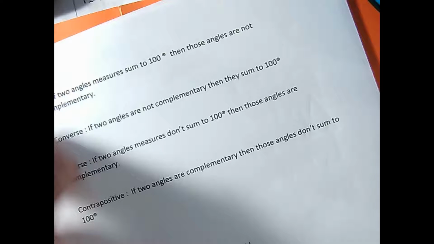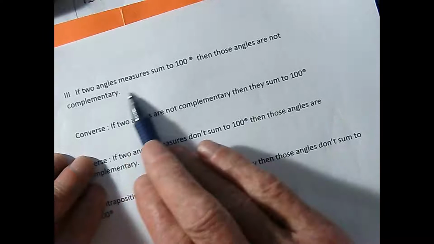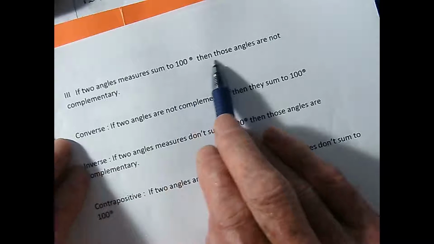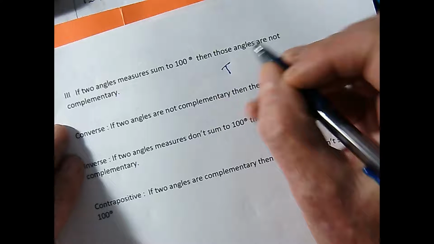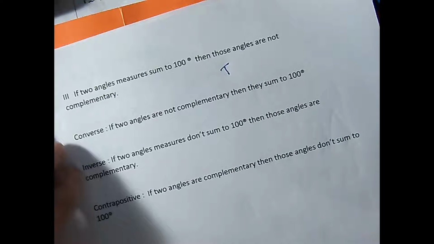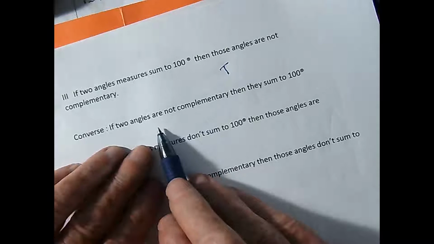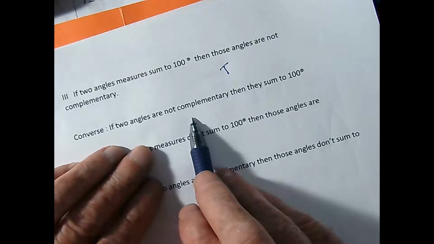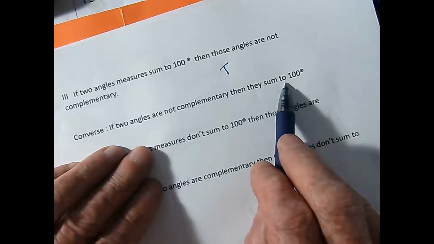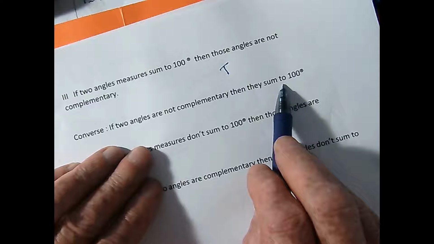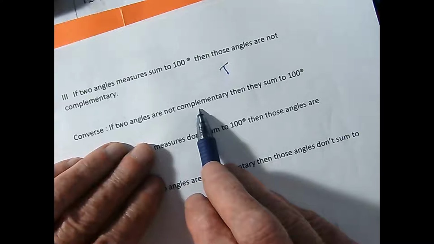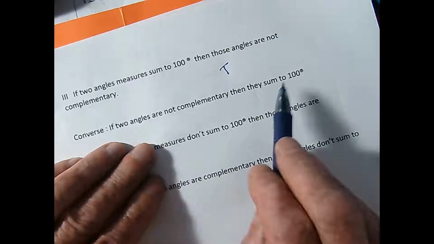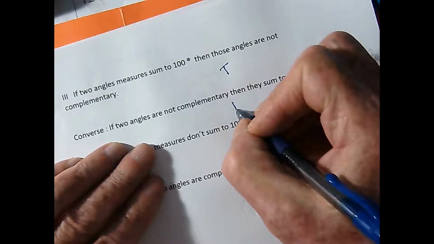Here's the original conditional. If two angles measure sum to 100, then those angles are not complementary. That's true, because to be complementary, you've got to add up to 90. What would the converse of this be? If two angles are not complementary, then they sum to 100. Is that true or false? I'd say it's false. Lots of angles are not complementary, like a couple of 60-degree angles are not complementary, but they don't sum to 100. So I've got to consider that to be false.